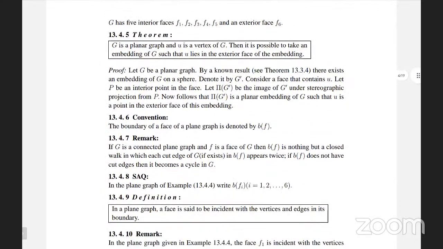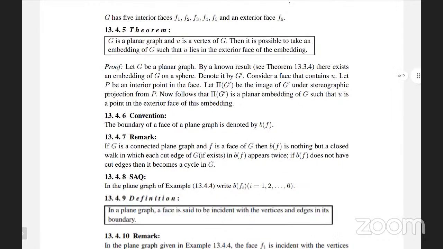Now G is a planar graph. This is an important term for 3 marks and 5 marks. G is a planar graph and u is a vertex of G. Then it is possible to take an embedding of G such that u lies in the interior faces of the embedding. Previously, bounded means interior and unbounded means exterior. So while taking a planar graph, edges are not touchable, and u is a vertex of G. Then it is possible to take the embedding of G.